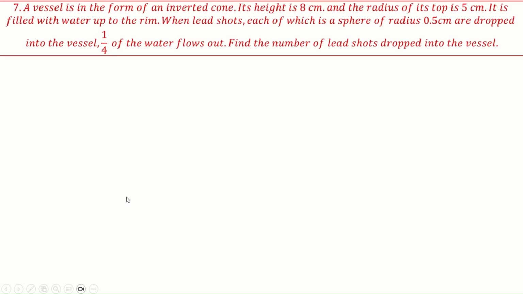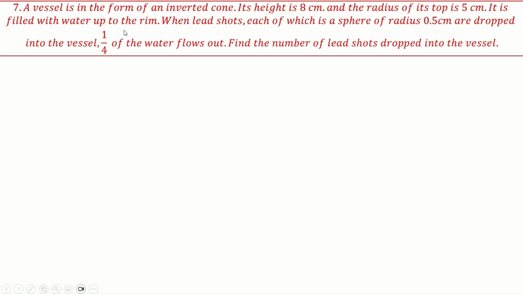So 400 coins are needed to make the required cuboid. Next, a vessel is in the form of an inverted cone. Its height is 8 centimeters and the radius of its top is 5 centimeters. It is filled with water up to the rim. When lead shots, each of which is a sphere of radius 0.5 centimeters, are dropped into the vessel, one fourth of the water flows out. Find the number of lead shots dropped into the vessel.